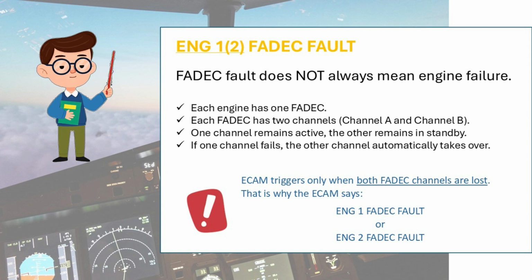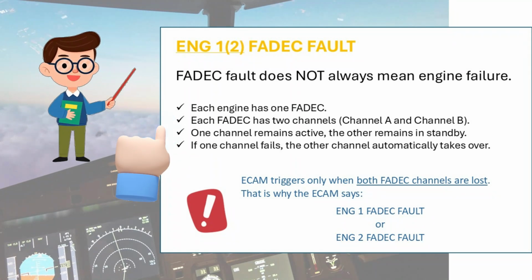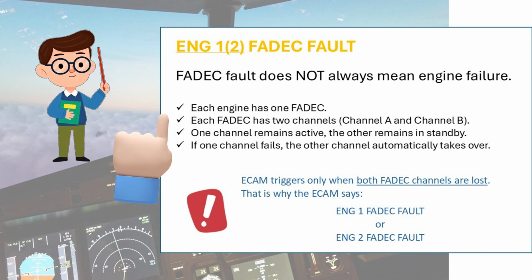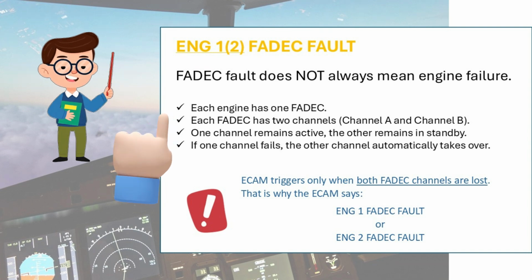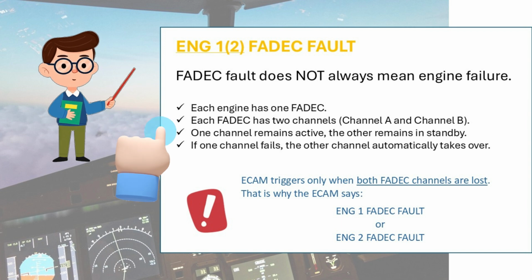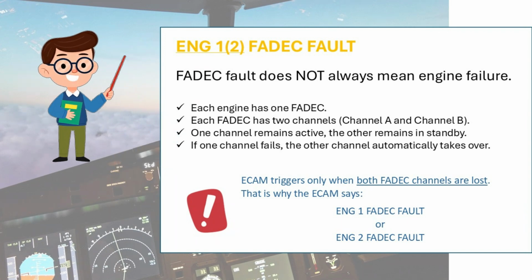So first let us understand the basic architecture. Each engine has one FADEC. And each FADEC has two channels, Channel A and Channel B. One channel remains active. The other remains in standby. If one channel fails, the other channel automatically takes over. So normally, a single channel failure is not a major issue.